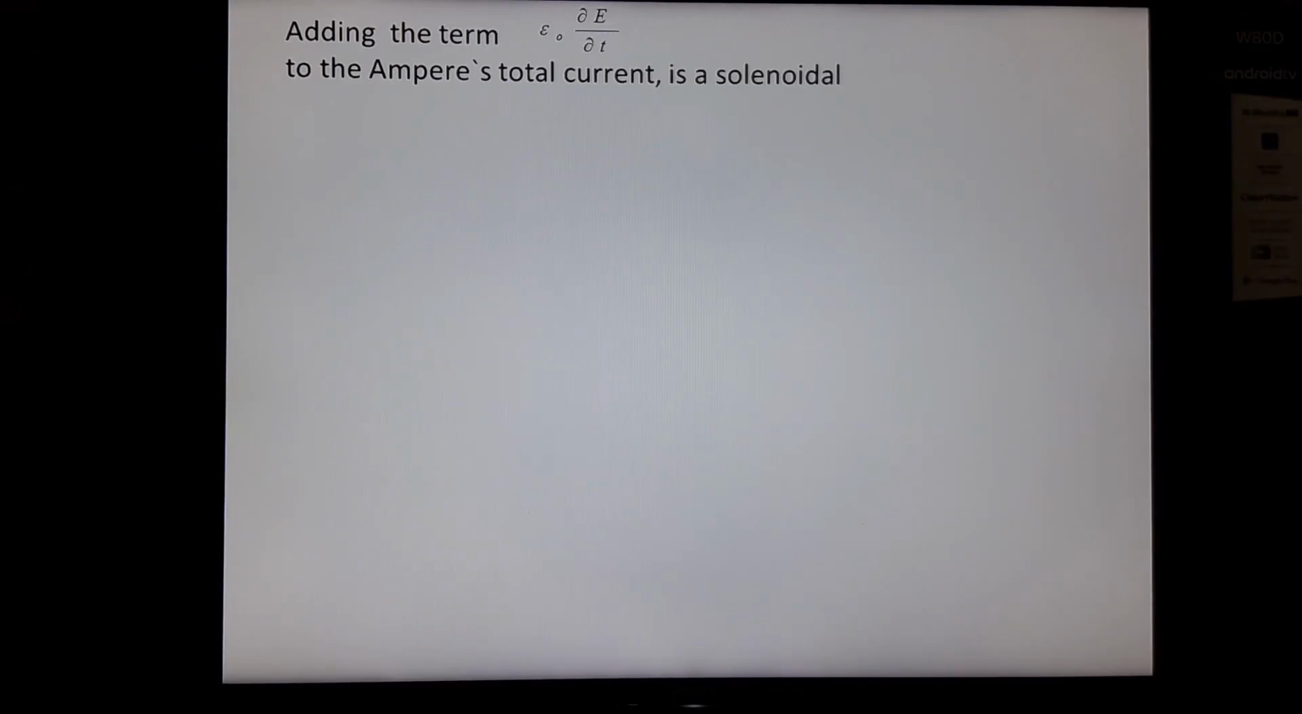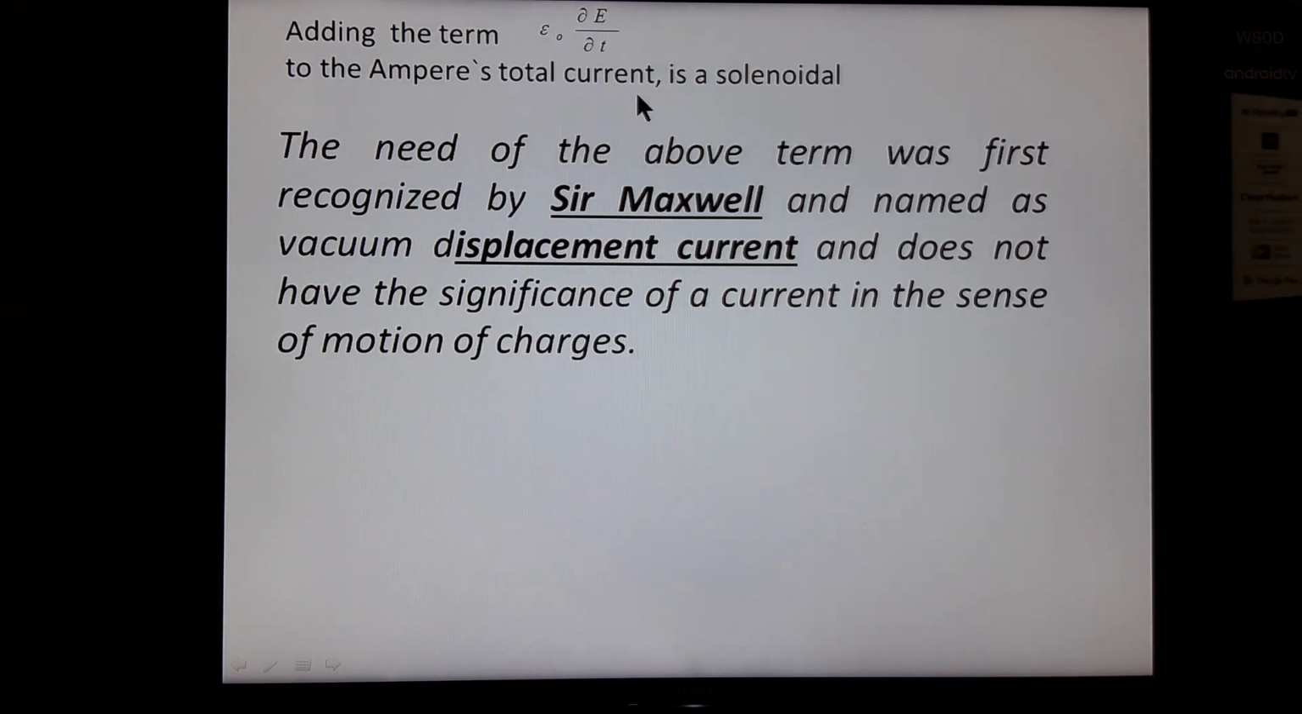Therefore, in any electrical circuit having dielectrics or vacuum places, for example a capacitor, we add the term epsilon naught del E by del t, the variation of electric field with time in free space, as a new component of current to Ampere's total current, which is then solenoidal. The need for this term was first recognized by Maxwell, who named it the vacuum displacement current, and it does not have the significance of a current in the sense of motion of charges.